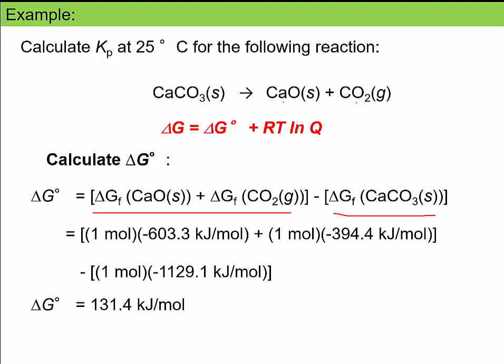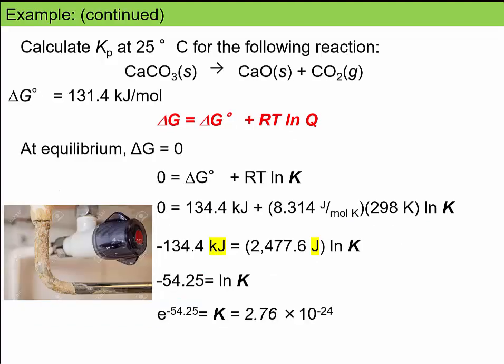So we've got 1-to-1 stoichiometry, so 1 mole times minus 603.3 kilojoules per mole, and 1 mole times minus 394.4 kilojoules per mole. Then we're going to subtract the 1 mole times minus 1,129 kilojoules per mole, and we get a delta G of positive 131.4 kilojoules per mole. So we've got our balanced chemical equation.